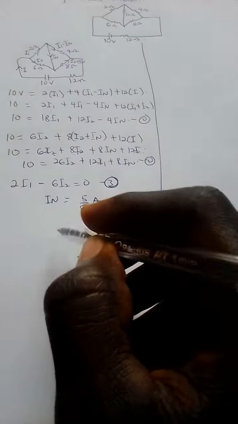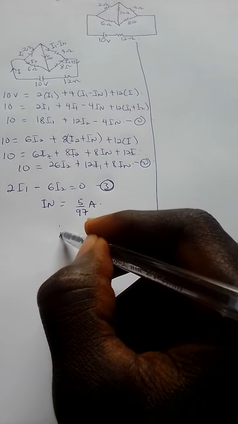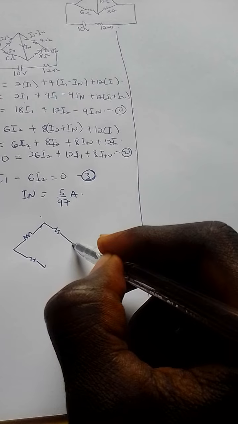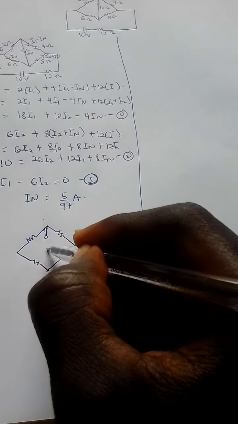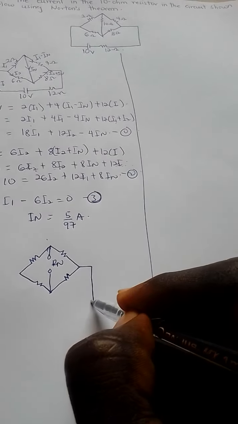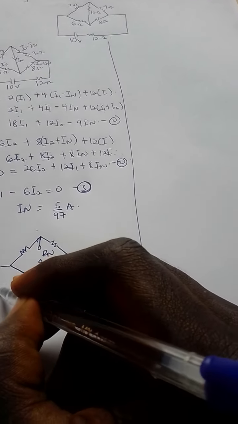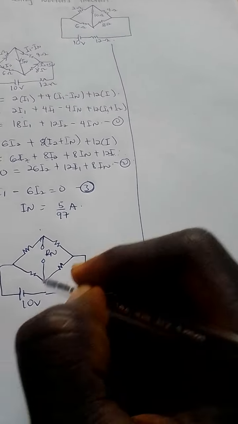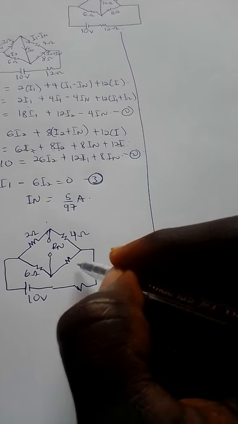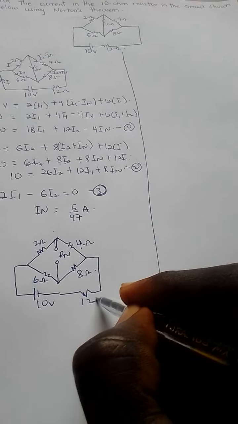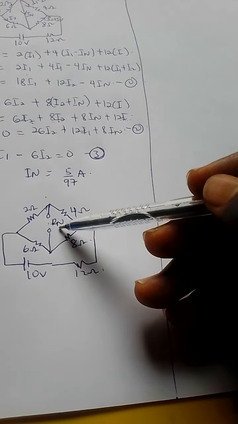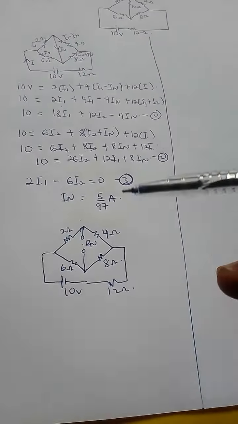So let's redraw. We are going to have another diagram again. After you make an open circuit here, that will be your Rn. So here will be our 10 volts. Here is our 4 ohms, 2 ohms. Here is our 6 ohms, and here is 8 ohms. So right now we have redrawn our circuit and we have replaced the 10 ohms with our open circuit Rn. This will be the Norton's resistance.